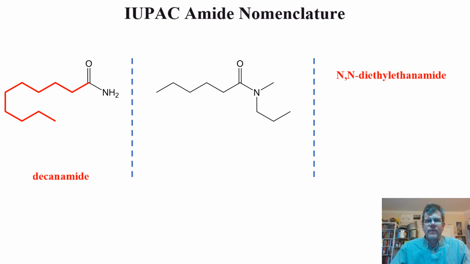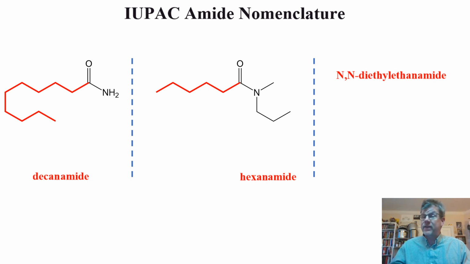Let's look at the second one. The longest continuous carbon chain, including that carbonyl, would be the 6 carbons we see here. If this were a 6-carbon alkane, we would have hexane, but we do not. We have an amide in front of us. So we remove the E from the corresponding alkane name and put on the suffix amide. Hexanamide.